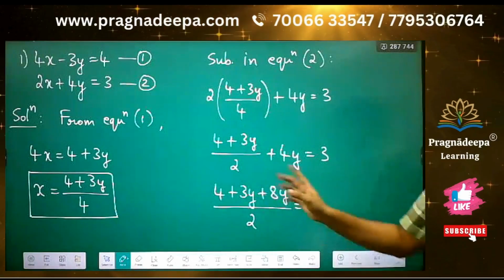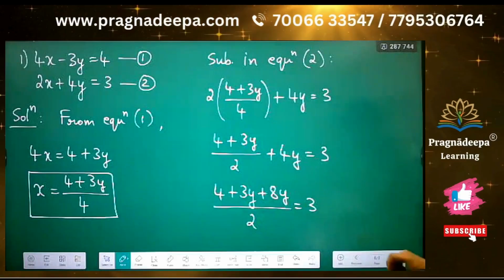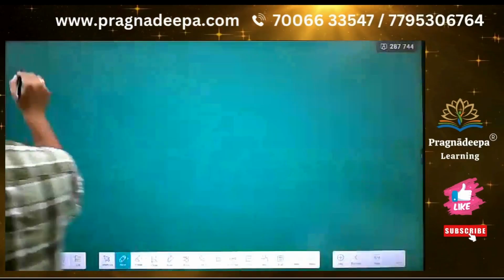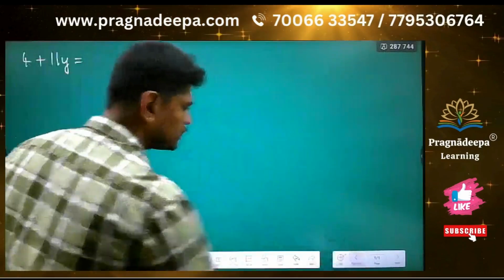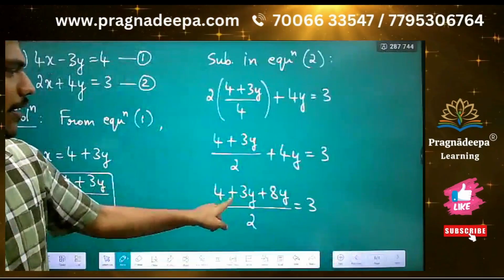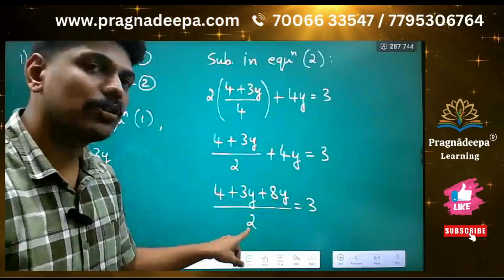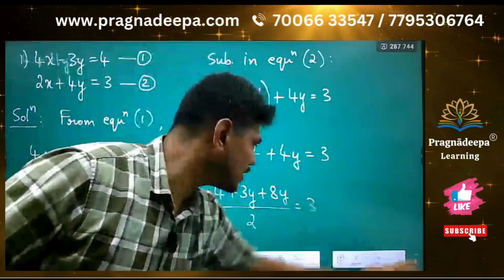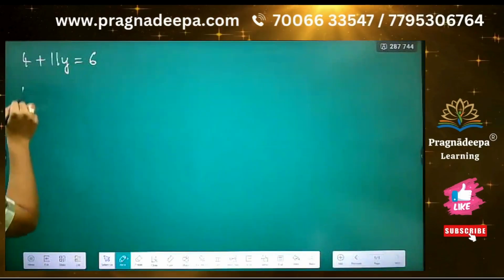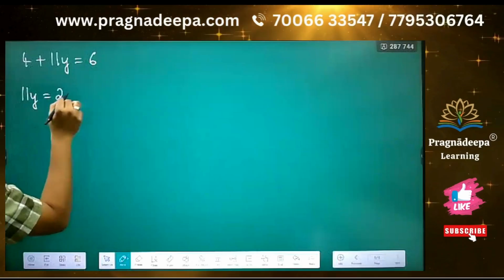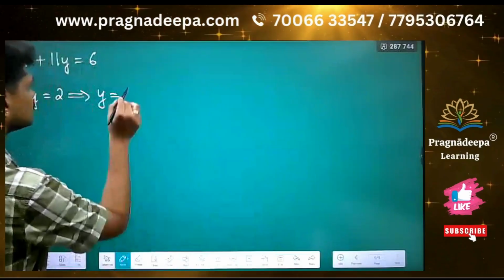Now students, you can add the like terms and do the simplification. 8 plus 3 is what? 11. So 4 plus 11y is equal to... 4 I have kept, plus 3y plus 8y is 11y. On the right hand side, because it is a division, it becomes multiplication. So 3 twos are 6. Shift that 4, you will get 2. That means y is equal to 2 upon 11.